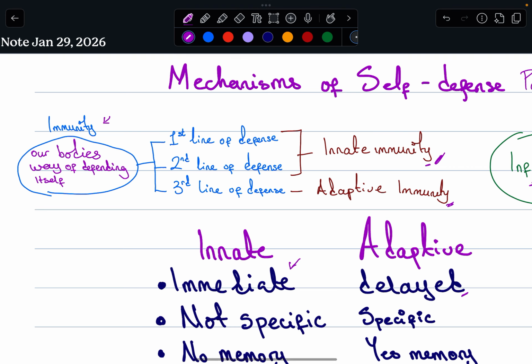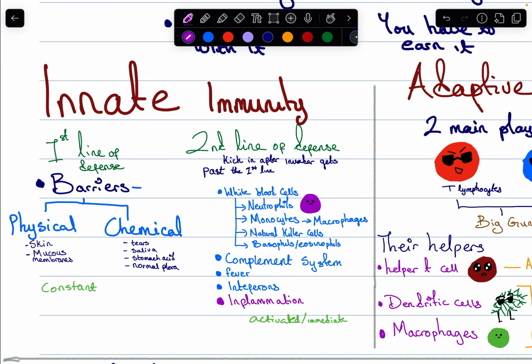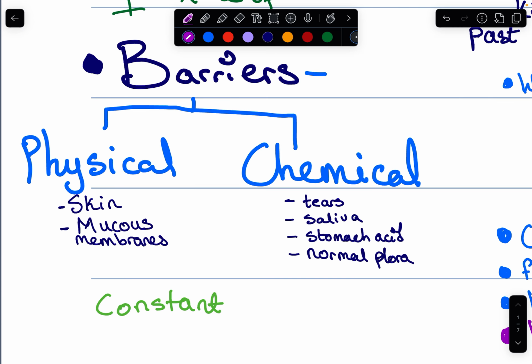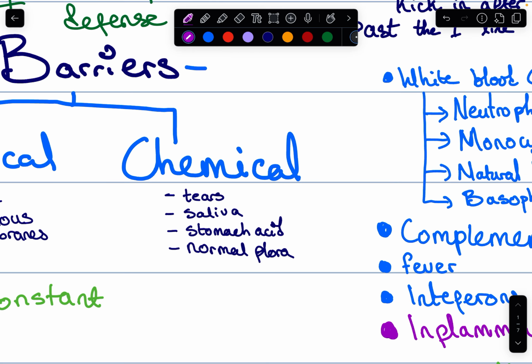Well, let's talk about what those are. So your first line of defense is basically your barriers. Okay, and it's pretty self-explanatory. We have our skin and our mucous membranes for the physical barriers, and for the chemical barriers, we have tears, saliva, stomach acid, normal flora. Like, it's the basic of the basic, right?